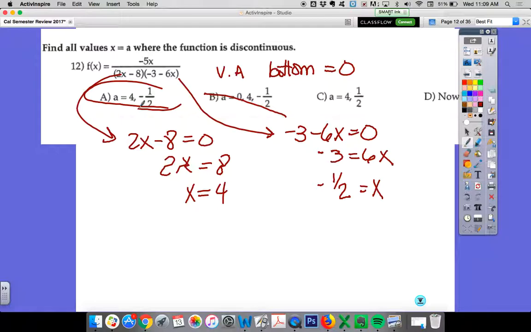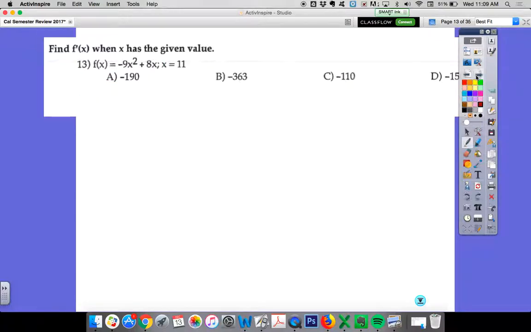So when it's discontinuous, we're always going to set the denominator equal to 0, because it's just asking where the vertical asymptotes are. Same type of question, just worded differently. Now this one right here, make sure you're looking close, because that's not just a regular f. It's actually asking for the first derivative. So let's do the first derivative.